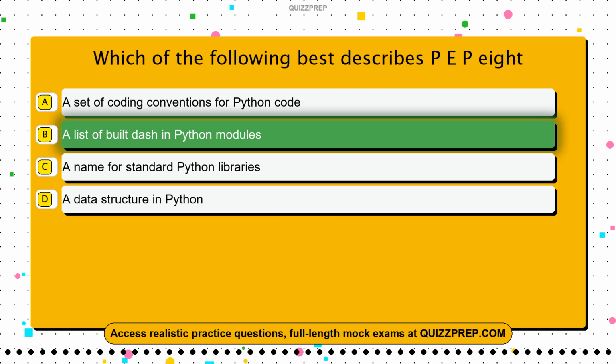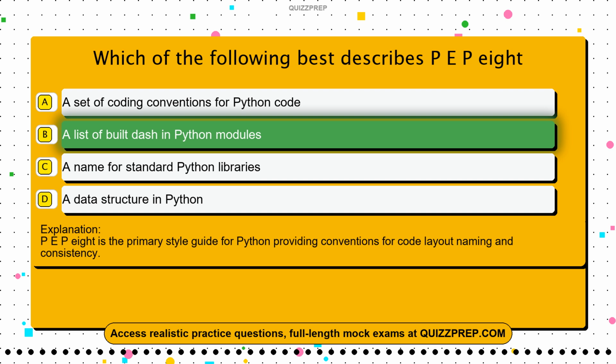The correct answer is option B. A list of built-in Python modules. PEP8 is the primary style guide for Python, providing conventions for code layout, naming, and consistency.